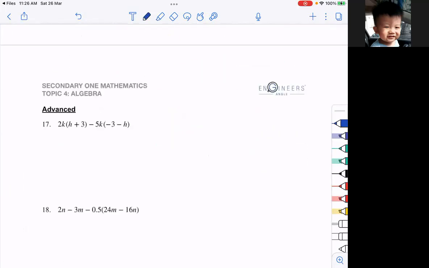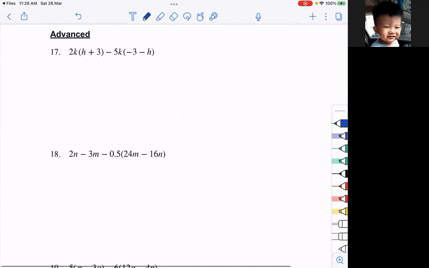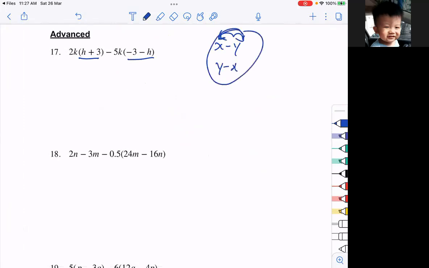So don't worry. Now, 17 is a bit tricky because Gina, look at 17. It looks like the thing we have been doing, the flipping. But if you look closer, it's not really. If we are trying to flip, it would be like x minus y become y minus x. We're not having this scenario actually. For 17, it's very tricky. If you did the flip, you're wrong.